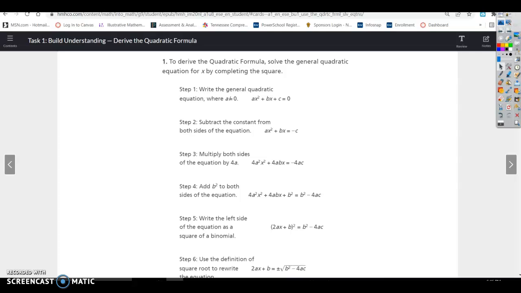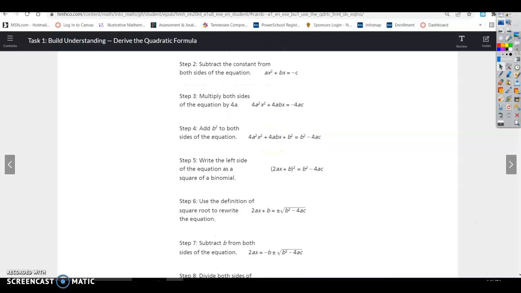To derive the quadratic formula, solve the general quadratic equation for x by completing the square. So write the general quadratic equation where a is not equal to 0. Step 1, we're just starting with the general equation. Step 2, subtract the constant from both sides of the equation. Remember when we did completing the square, we moved the constant to the other side so that we could add the perfect square needed in order to complete the square. So that's step 2, subtract the constant. When I do that to both sides, this is the result.